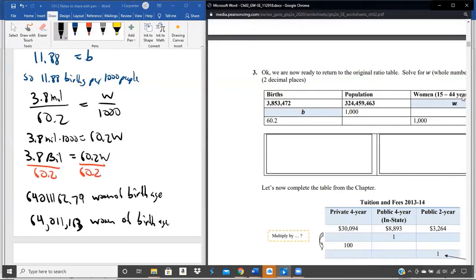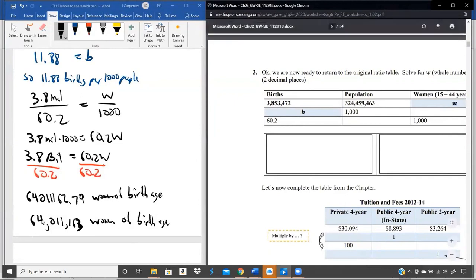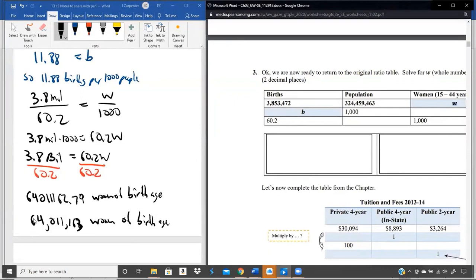And then there's a decent amount of women over 44 as well. So I'd say this is a pretty good ballpark answer. What do I mean by does it make sense? How do I really say this number makes sense? What if I forgot to multiply by those zeros and I said the answer was 64,011?